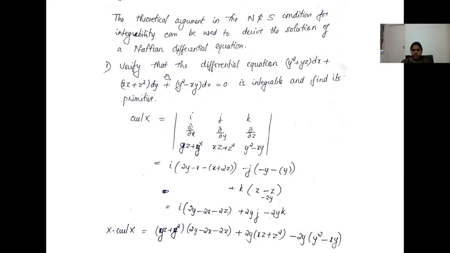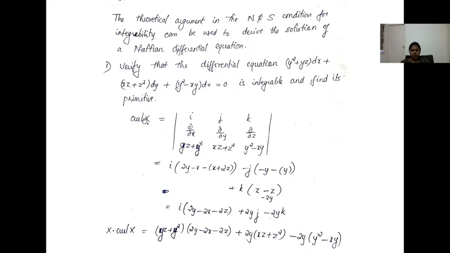So the first question is: verify that the differential equation (y square plus yz) dx plus (xz plus z square) dy plus (y square minus xy) dz equal to 0 is integrable, and you have to find its primitive. So by primitive you have to find the solution for the equation. Now for verifying integrability you need to show that X dot curl X is equal to 0. So X is a vector (P, Q, R).